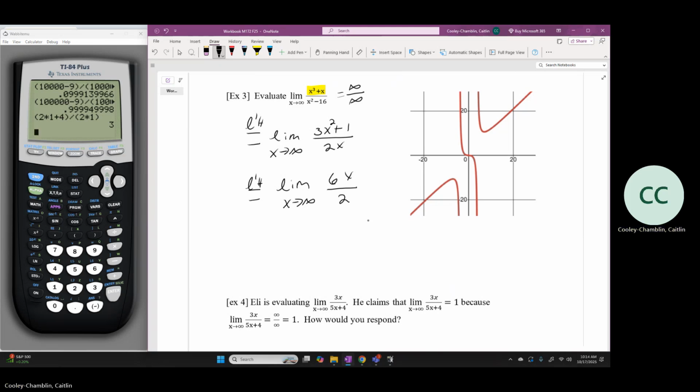But what we do get is 3 times infinity, which is just infinity. And we can see that here. So this one shoots off, and it just keeps going. So as x goes to infinity, y, notice here, it shoots up, y also goes to infinity. But we were still able to use L'Hopital's to show that.